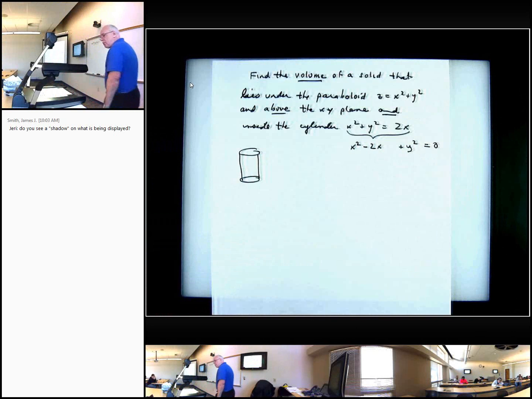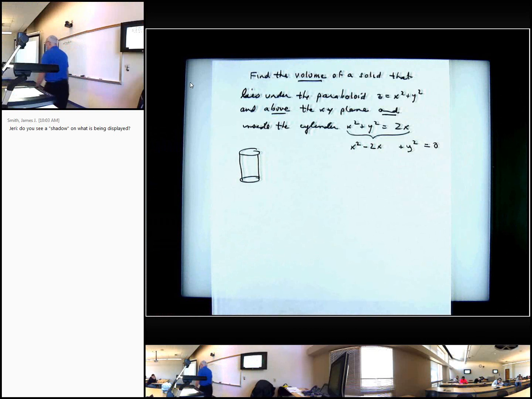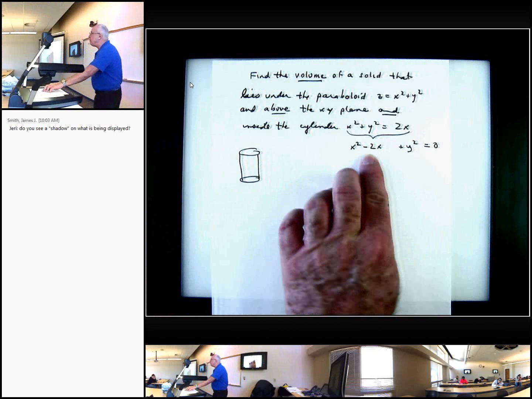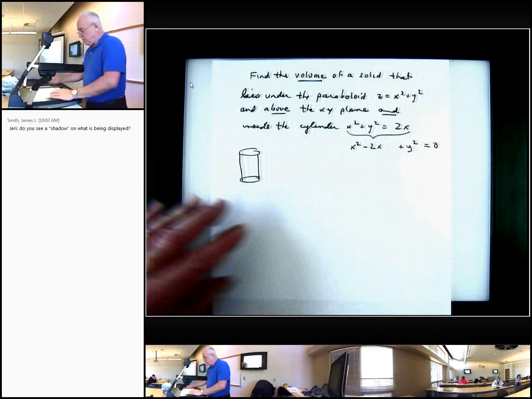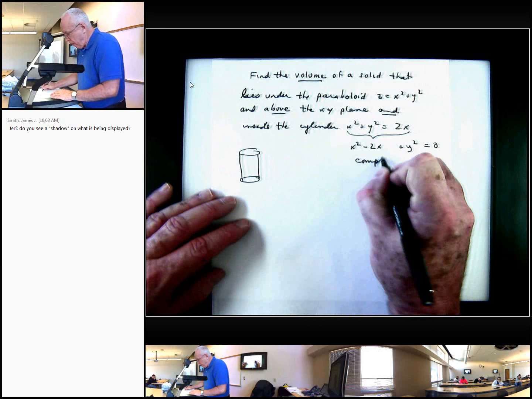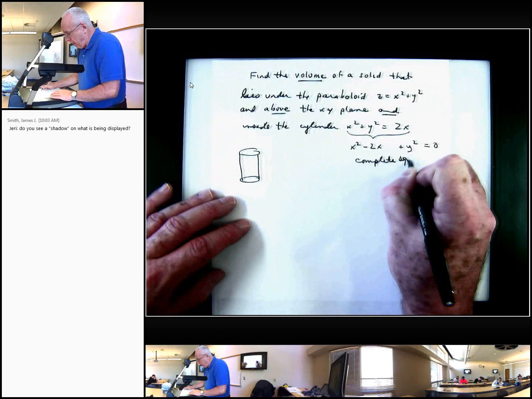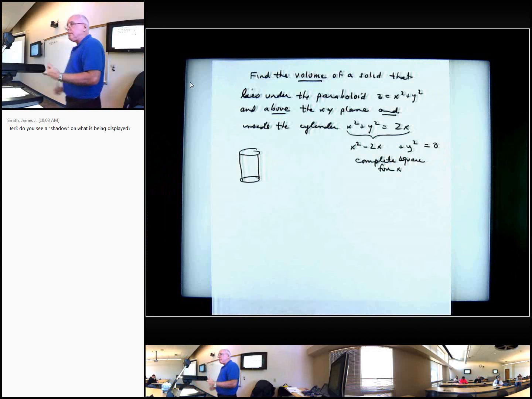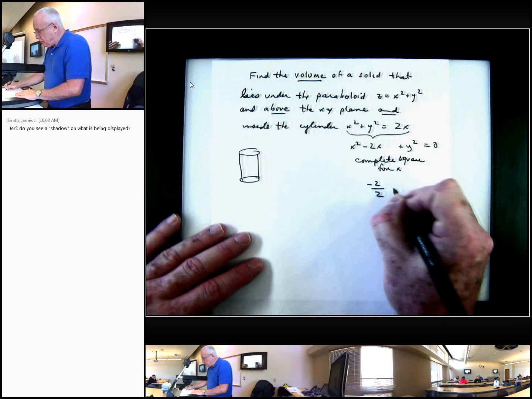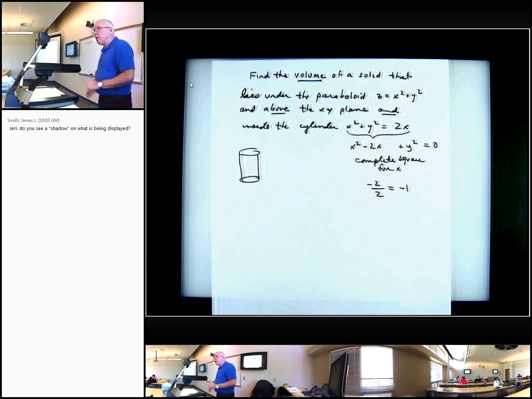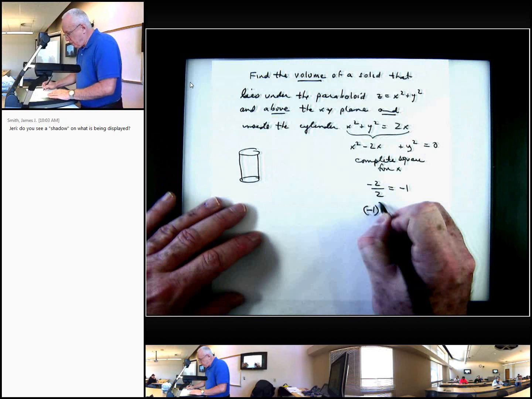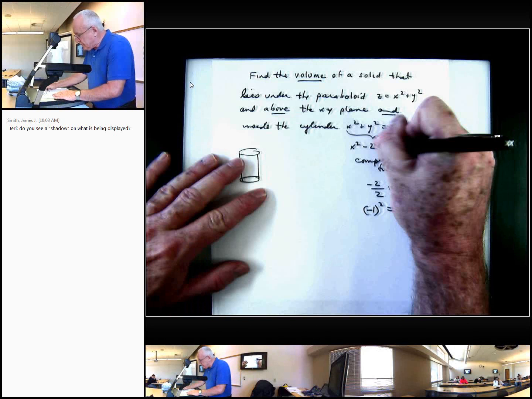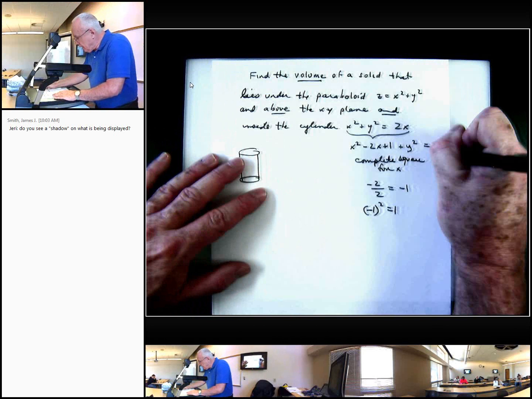So I have x squared minus 2x plus y squared equals 0. And then what I want to do is complete the square for the x. So I divide the negative 2 by 2. That gives me negative 1. And then I square that, which gives me a plus 1. That's the number that I need to add on the left and on the right.